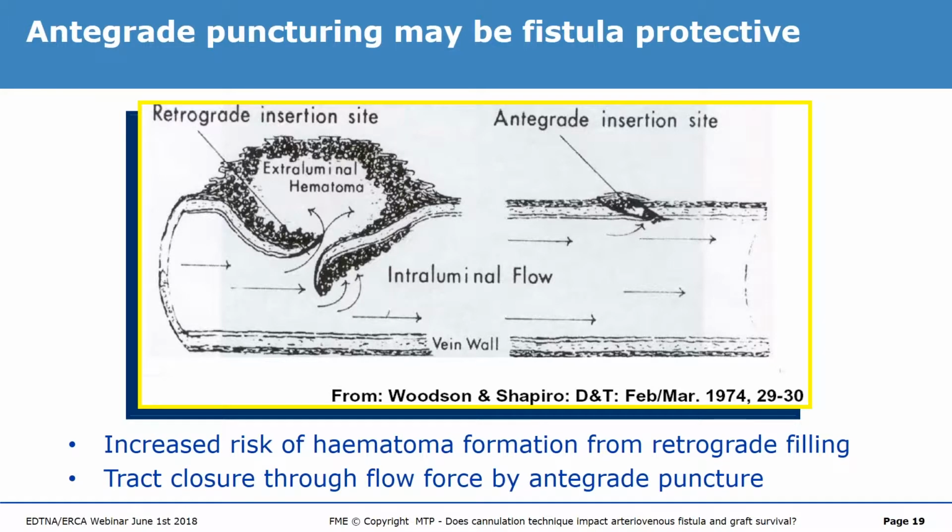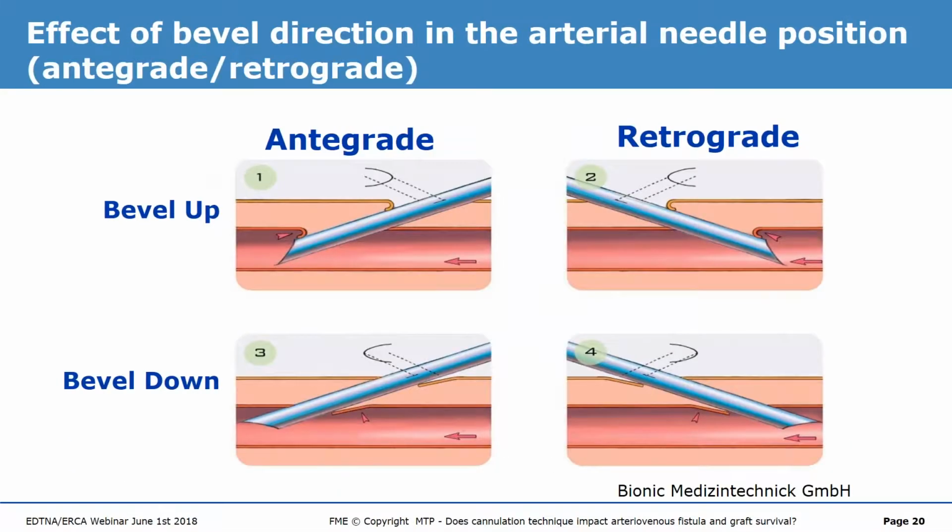But if you have the possibility to put it in antegrade, for sure antegrade is the best solution. Now, with these slides, we are analyzing not only the antegrade versus retrograde position of the arterial needle, but also the direction of the bevel. You can see here, if you cannulate the arterial needle in the antegrade direction with bevel up, the flap is created in this direction. Then you have the intraluminal flow going in this direction that tends to open, or could open, the flap.